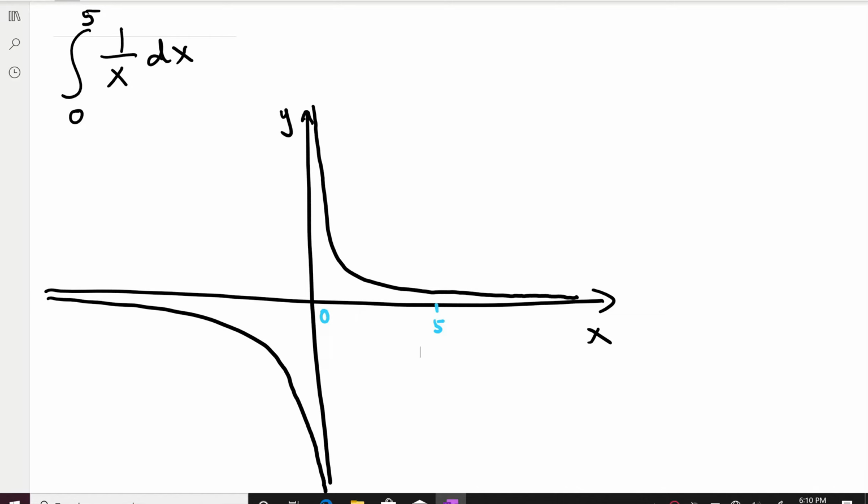In this video we are going to learn about type 2 improper integrals. In the last video we learned about type 1 improper integrals. Okay, so here's my example.